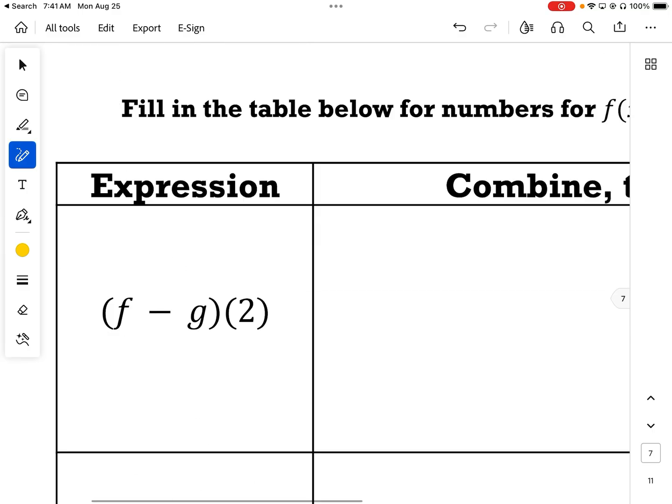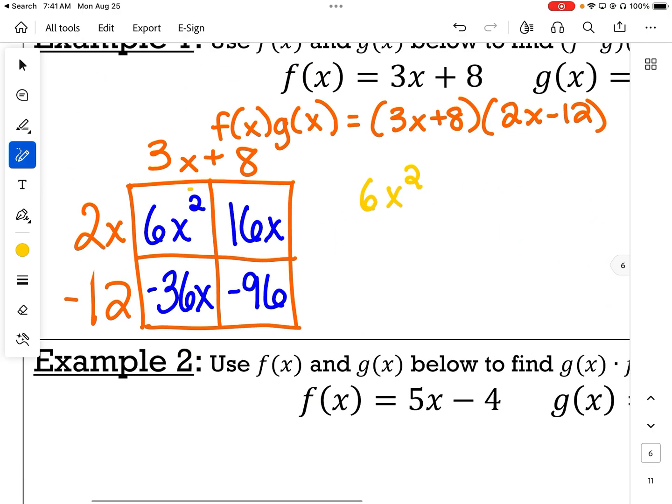So in your calculator, you can do that. Negative 36 plus 16. Negative 20. So negative 20x. And then minus 96 doesn't have anything to combine with.